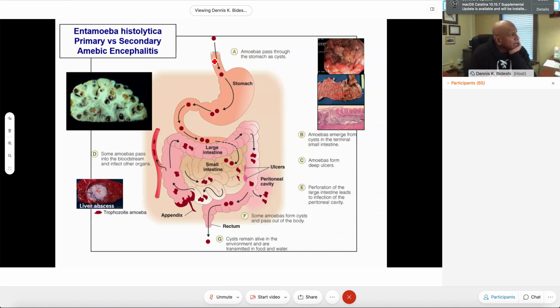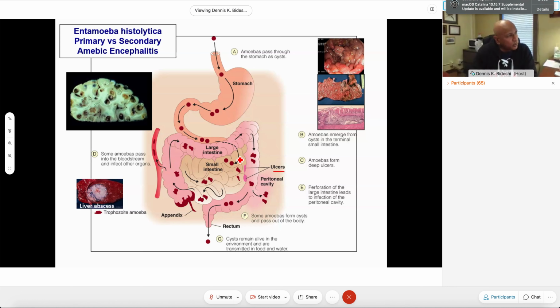So here we go. There's the cyst, goes through the stomach, gets into the large intestine, even the small intestine, but it starts growing into the trophozoite form, and then it starts digging into tissues. So now you have ulcers. Ulcers are produced, there's going to be bleeding, there's mucus in the stool, all that stuff. So this is happening there.